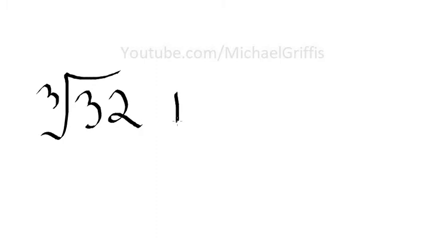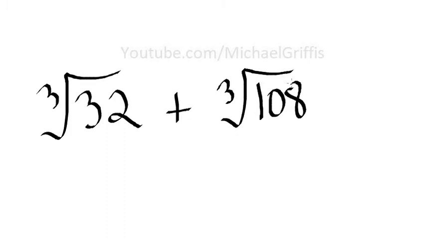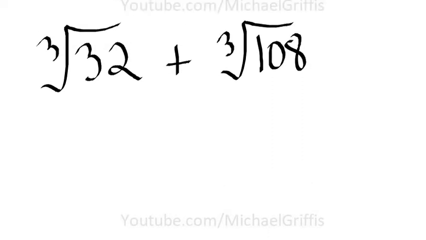All right, let's take a look at this one here. This is going to be a little bit trickier. Things are going to get a little trickier now. We have 3 roots of 32 plus 3 roots of 108. So somehow, some way, we've got to figure something out on this. It's not exactly going to be easy, I don't think. What you want to do, we're going to have to convert everything back over to exponential form.